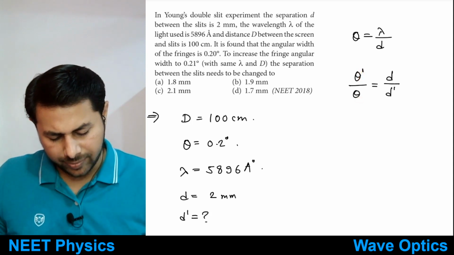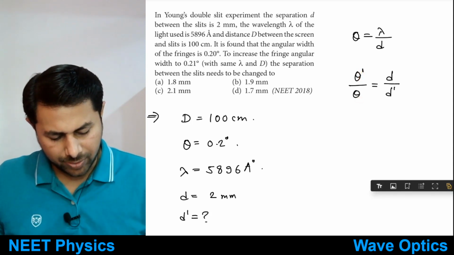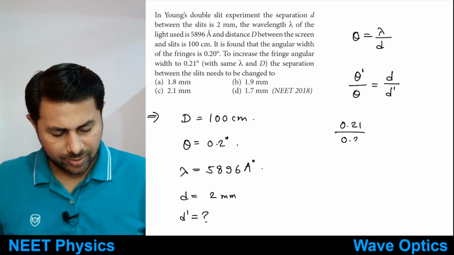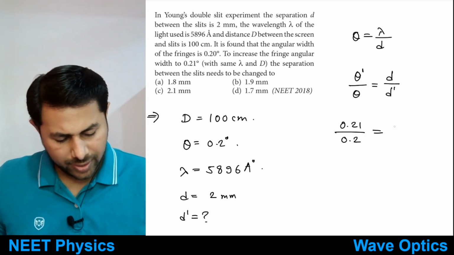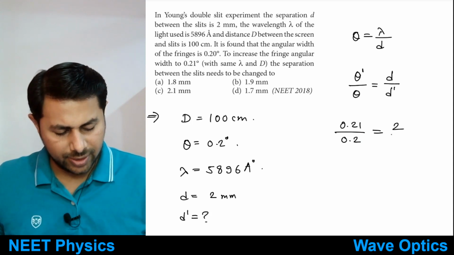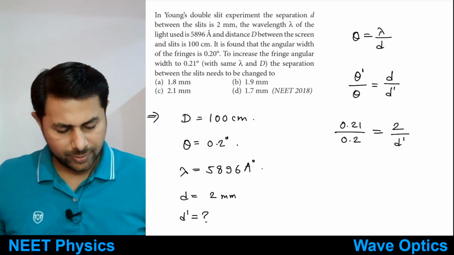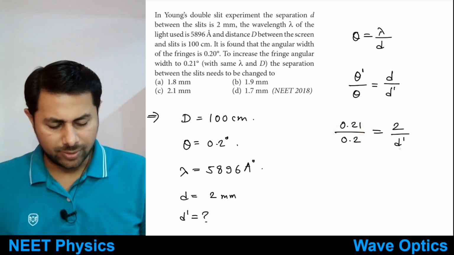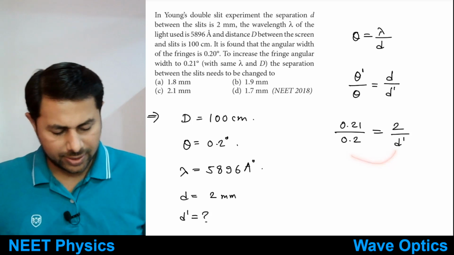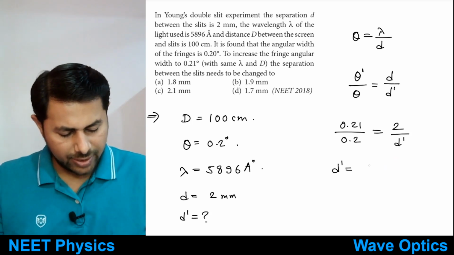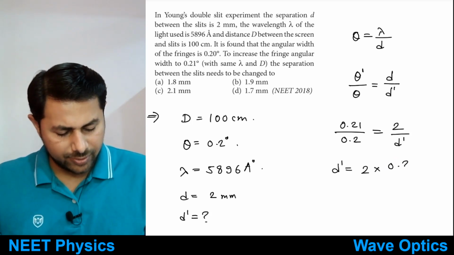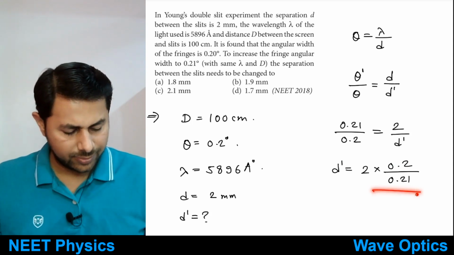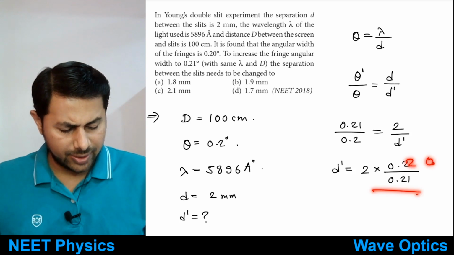So theta prime is equal to 0.21. 0.21 divided by 0.2 is equal to d, which is 2, divided by d prime. Let's move this d prime to the other side. So we get 2 times 0.2 divided by 0.21, or 20 by 21.